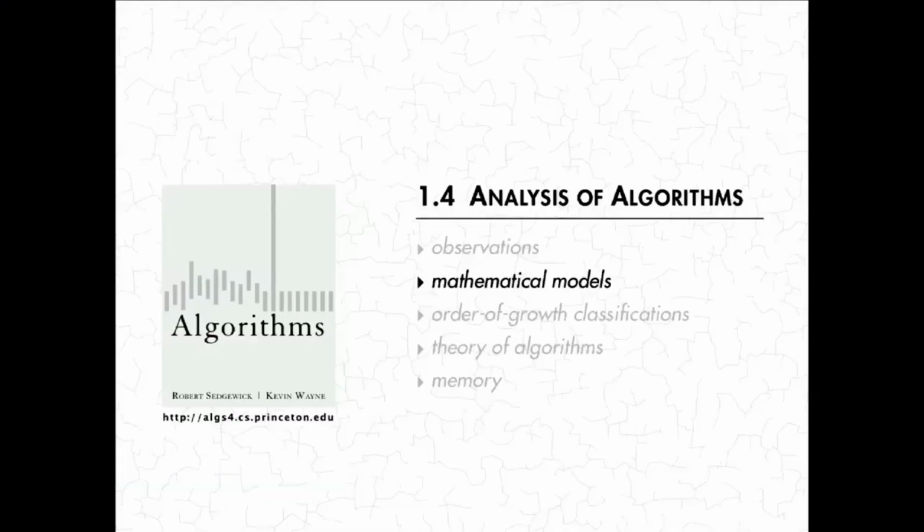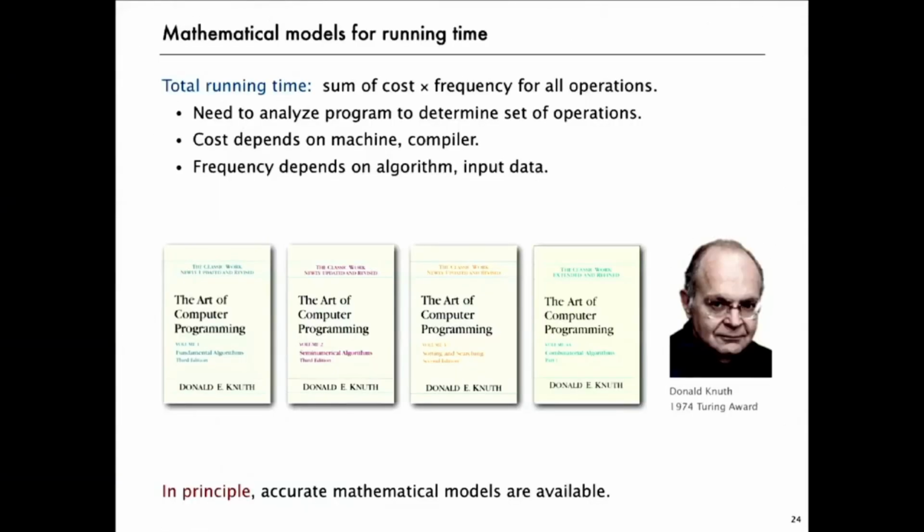Observing what's happening, as we did in the last section, gives us a way to predict performance, but it really doesn't help us understand what the algorithm's doing. So next we're going to look at a mathematical model, a way to get a better concept of what's really happening.